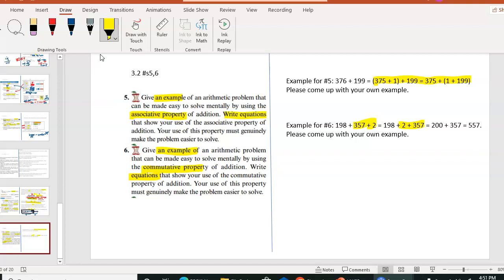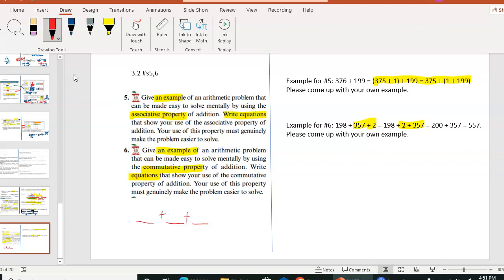write equations. And number 6, it's pretty much the same thing, except that this time they want to use the commutative property. So first of all, you need to know these two properties, you know the differences. So again, associative property, you are adding 3 numbers, not two numbers. So you have 3, so something plus something plus something.